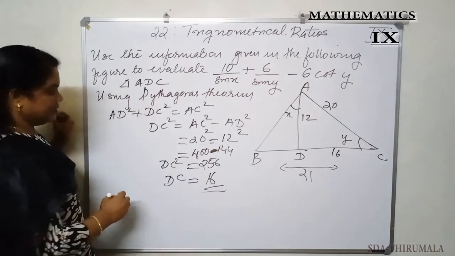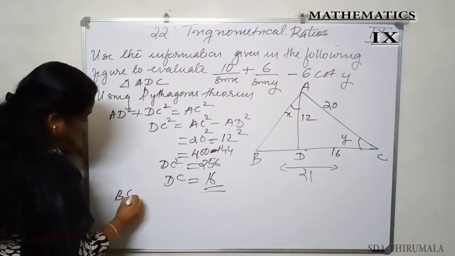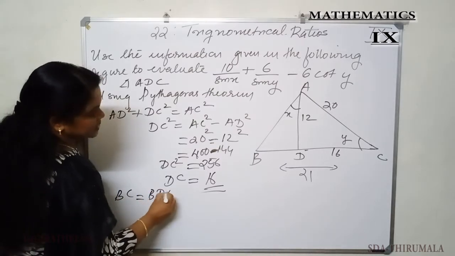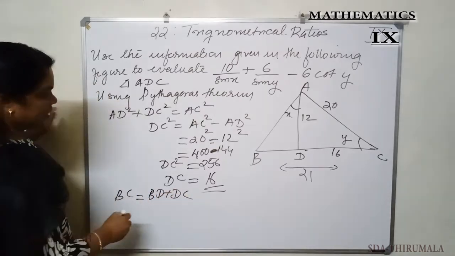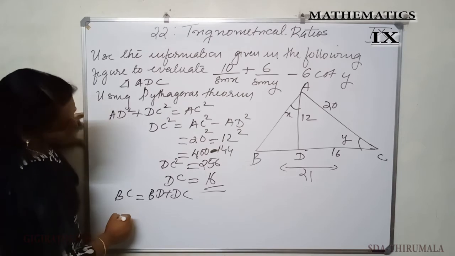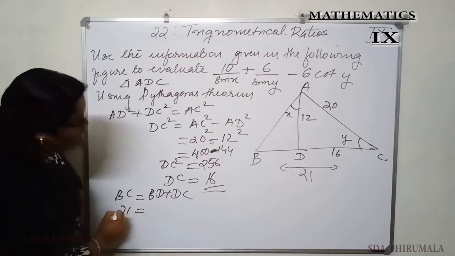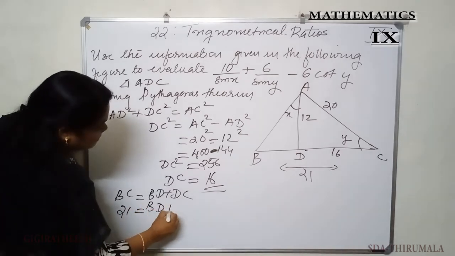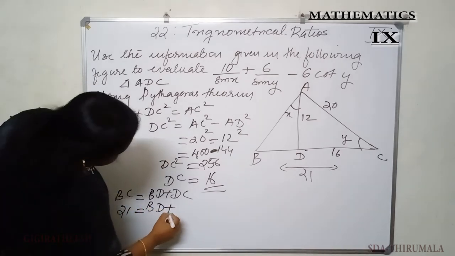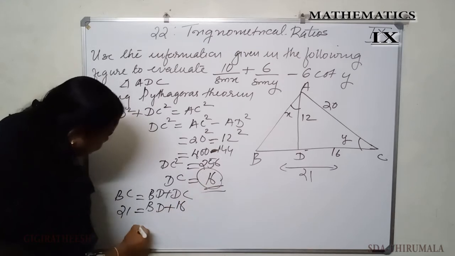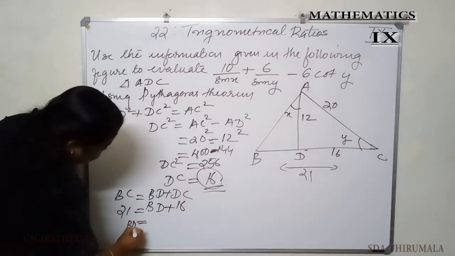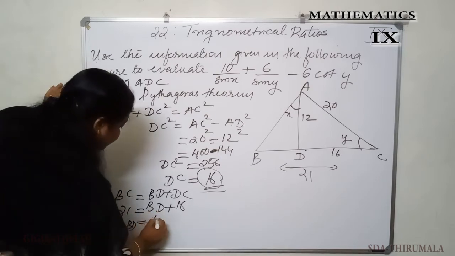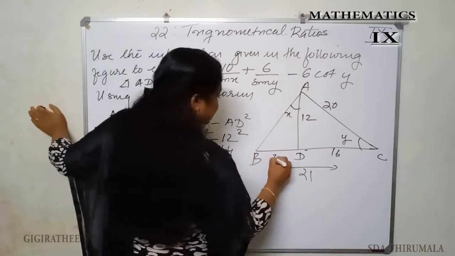Now what is BC? We know that BC is equal to BD plus DC. BC is equal to 21. We don't know BD, but DC is equal to 16, which we calculated here. So BD is equal to 21 minus 16, that is equal to 5. BD is equal to 5.